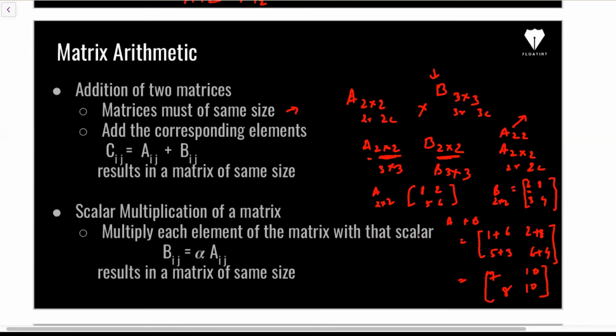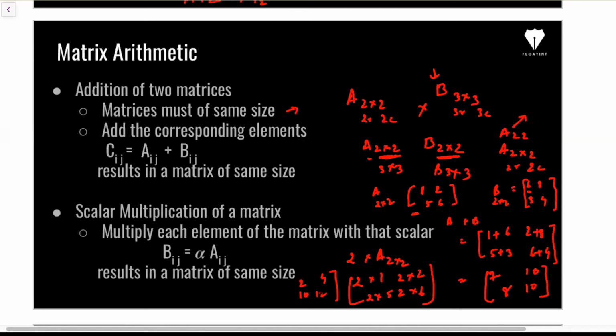Okay. Similarly, the next topic is scalar multiplication of a matrix. Again I'll take the same example. If you want to multiply the whole 2 cross 2 matrix A by 2, let's say, then that scalar value will be multiplied to each and every element. So 2 multiplied by 1, 2 multiplied by 2, 2 multiplied by 5, and 2 multiplied by 6. The resultant will be 2, 4, 10, and 12, right?